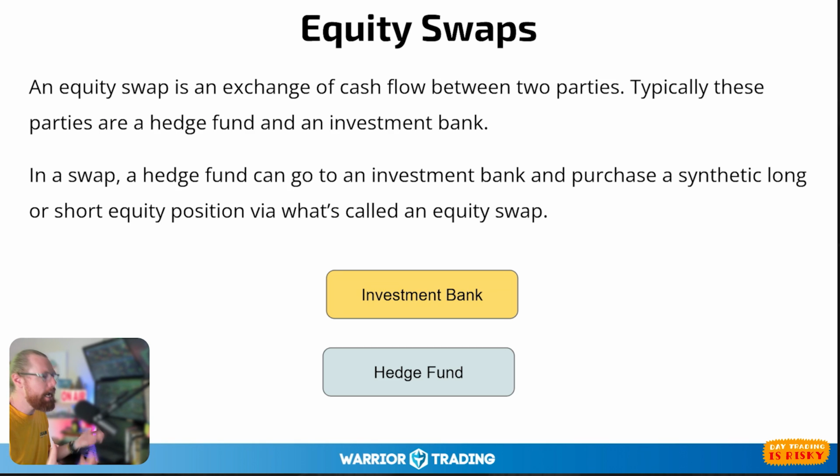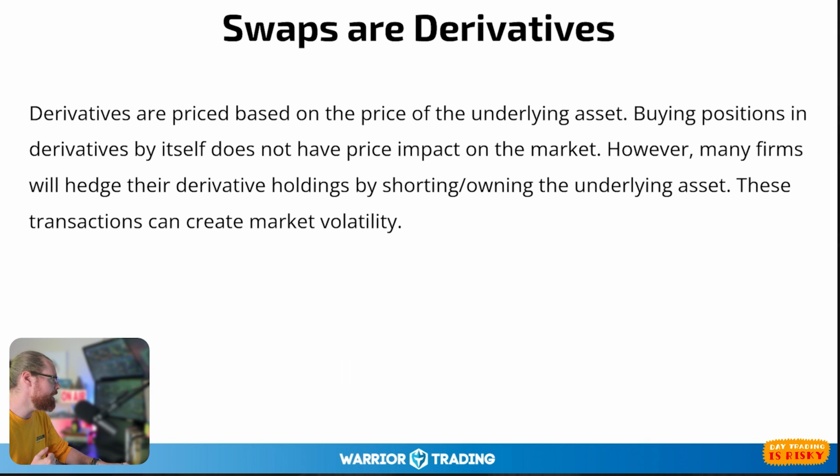So when it comes to equity swaps, an equity swap is an exchange of cash flow between two parties. These two parties are typically a hedge fund and an investment bank. In a swap, a hedge fund can go to an investment bank and purchase what's called a synthetic long or a synthetic short equity position. This is done through the equity swap. So you have these two parties, the investment banker in yellow and the hedge fund here in blue.